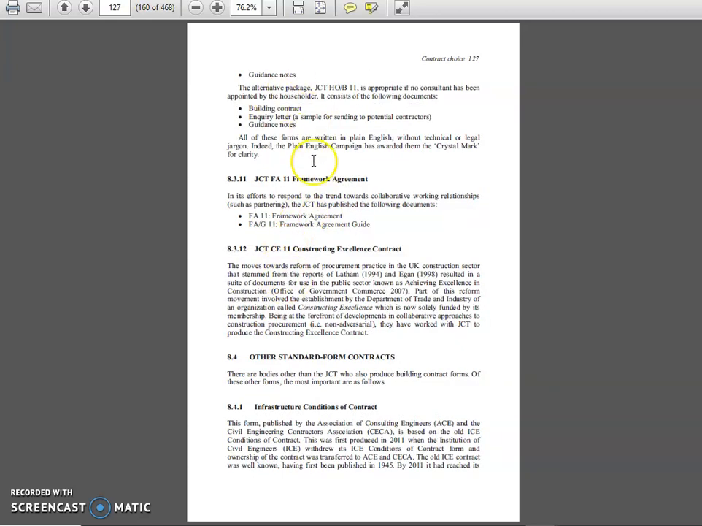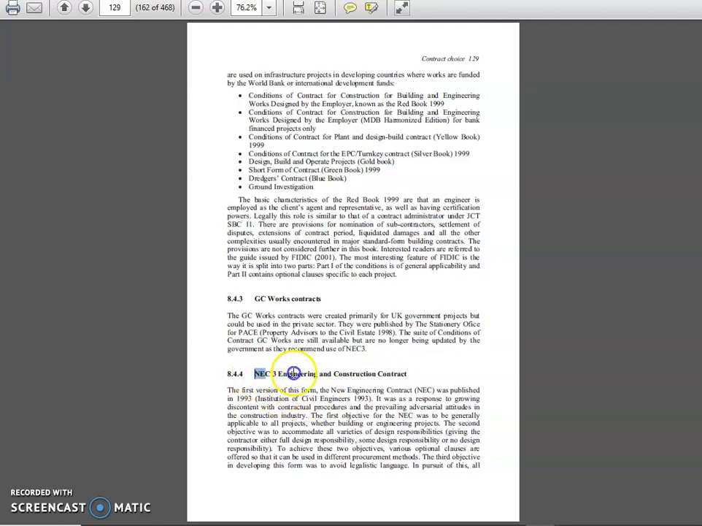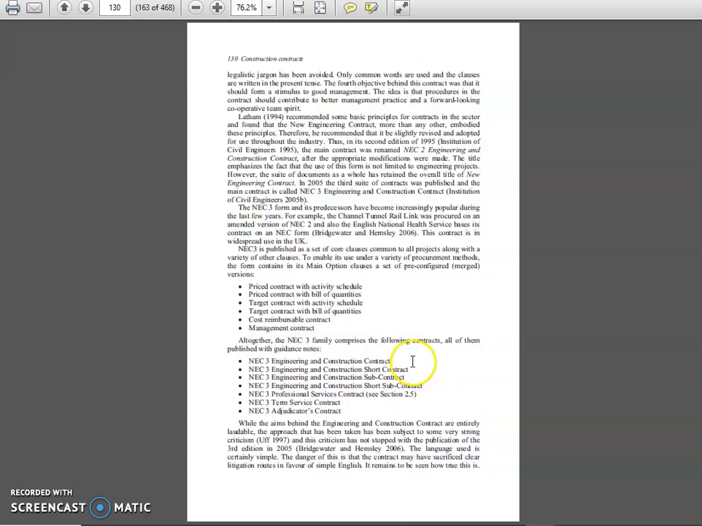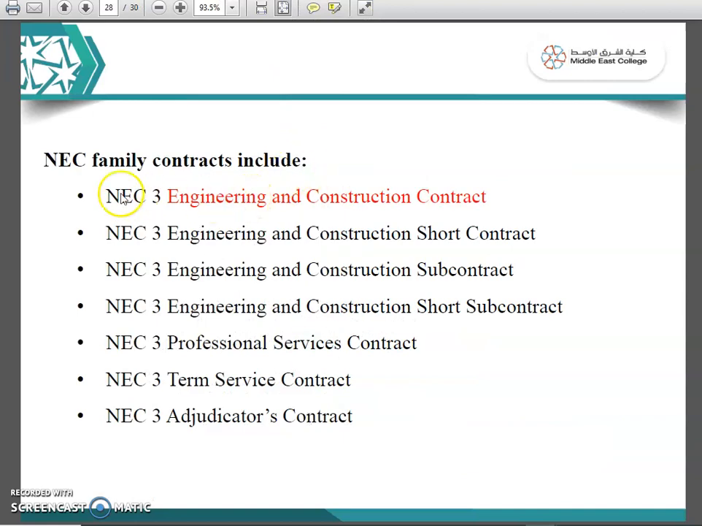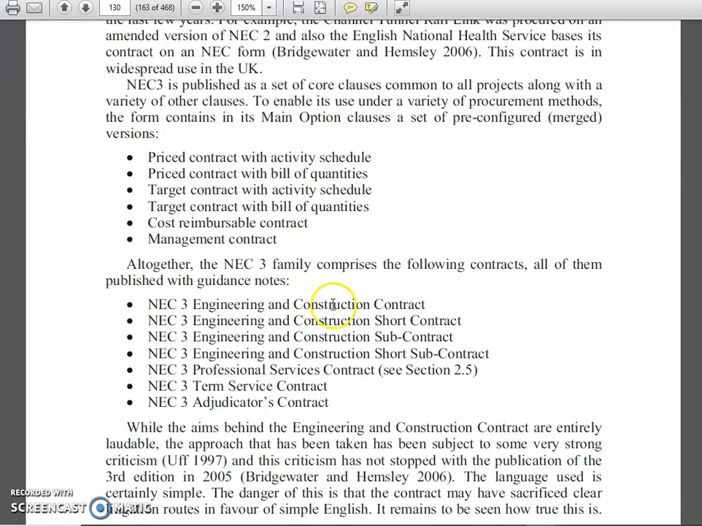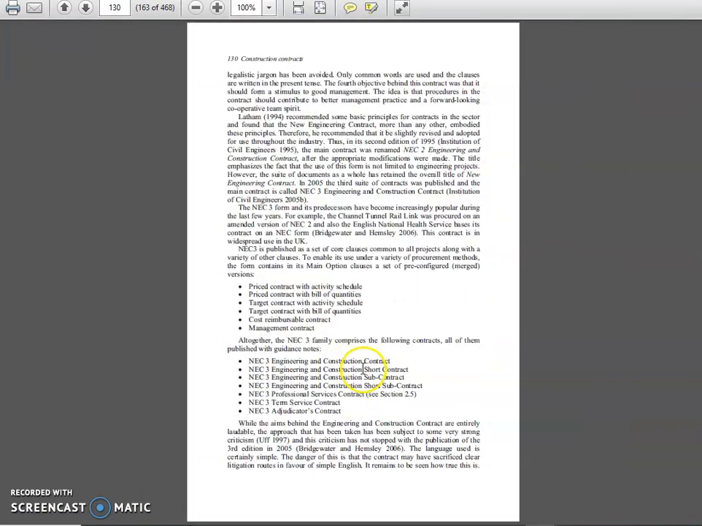Again, the major importance is given to JCT. Then other standard forms of contract. In this you require the FIDIC conditions of contract. Then NEC, the New Engineering and Construction Contract. Whatever I am showing in the current slide is just the NEC family of contracts. These are the NEC family contracts.